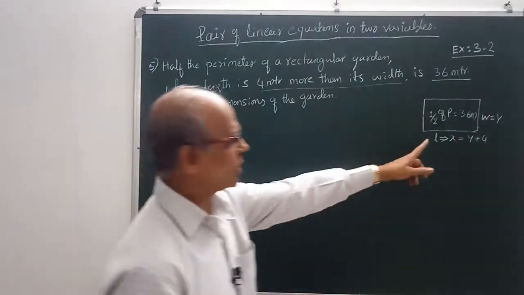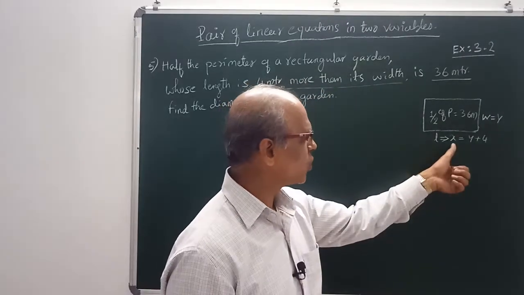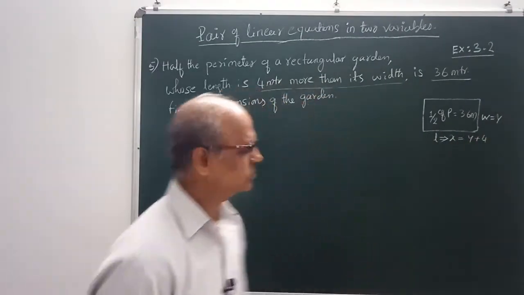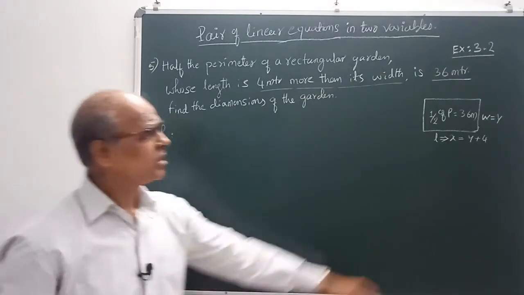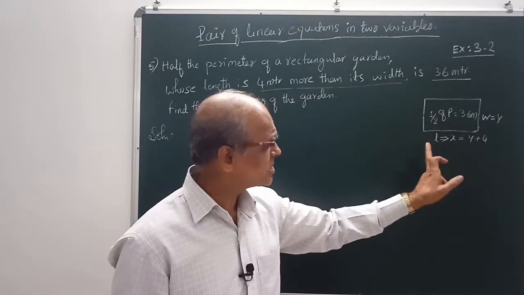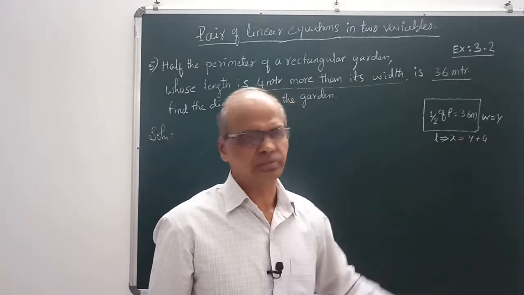Then what to do? We have to find out what is our length and what is our width. It means you find out what is x and what is y. Okay, fine. See here. Solution. Here, instead of x and y you can directly take it as L and W also, or L and B, breadth, also you can take.